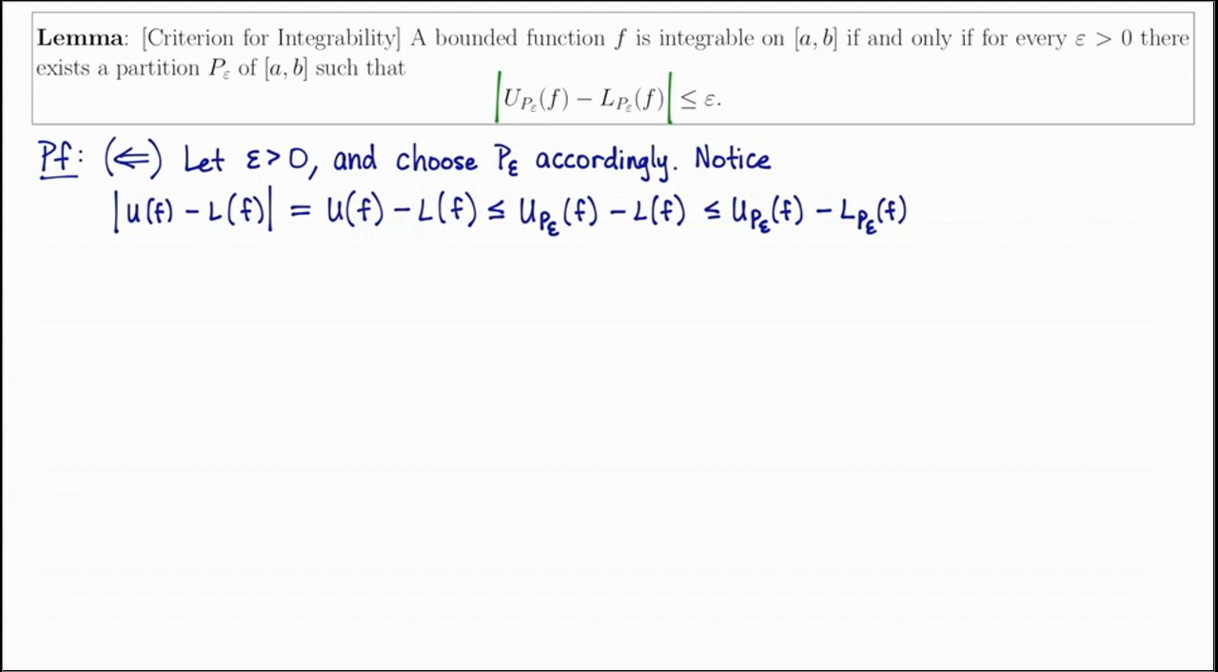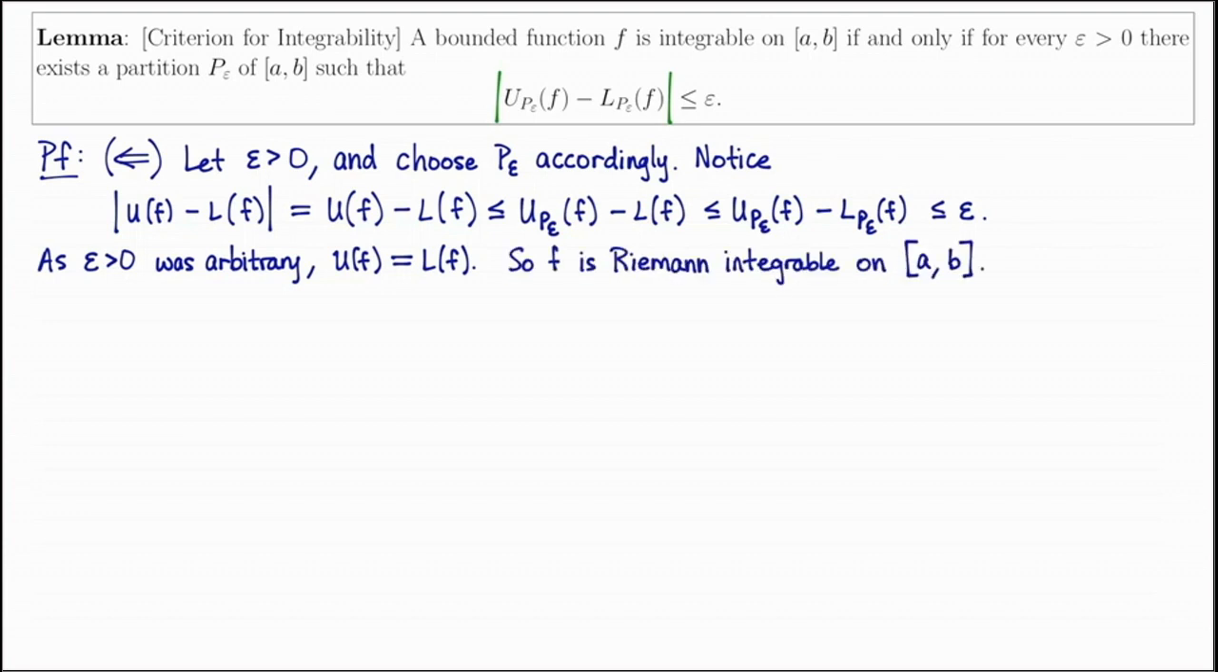But now I've got the upper sum of f with respect to p epsilon minus the lower sum, and that by assumption is less than or equal to epsilon. Since epsilon is as small as we want it to be, we conclude that the upper integral must be equal to the lower integral, and therefore f is Riemann integrable.